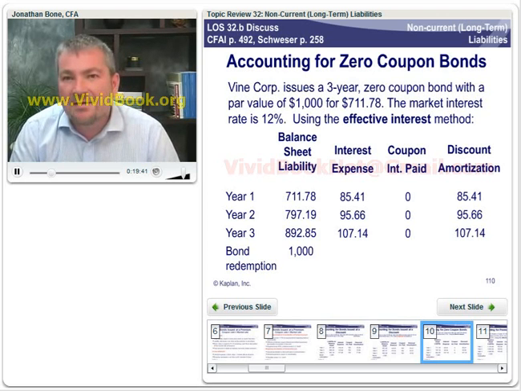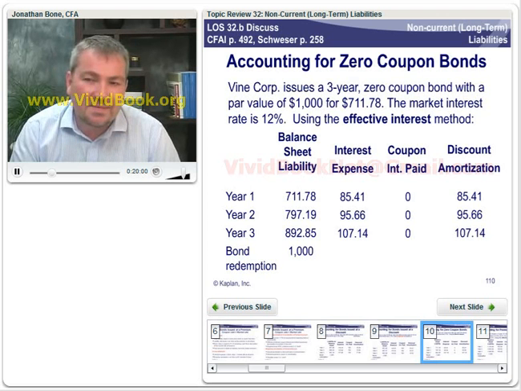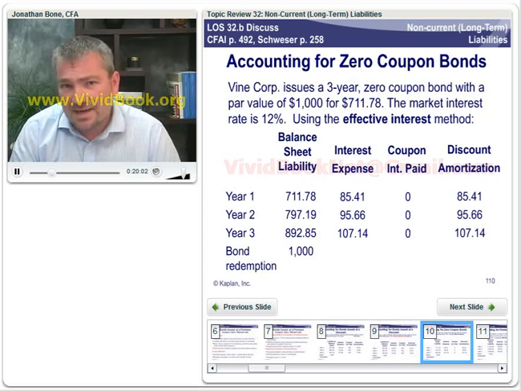That 85.41 is added to the liability at the end of year 1, beginning of year 2, to give us 797.19. 12% of that, 95.66, is our interest expense in our income statement, and the full amount is made up of amortization because the coupon is 0. So therefore the liability climbs by 95.66 to be 892.85 at the end of year 2, beginning of year 3.